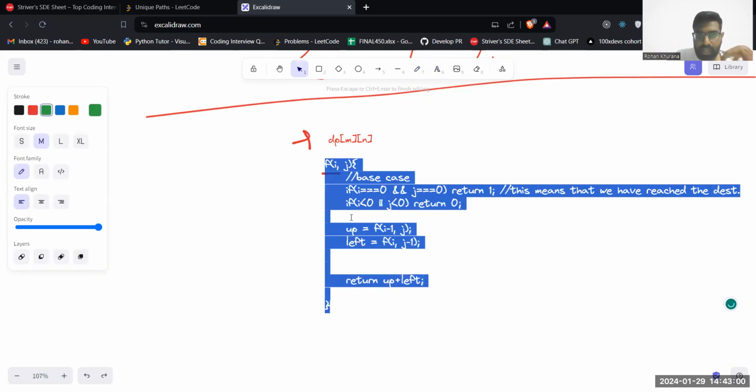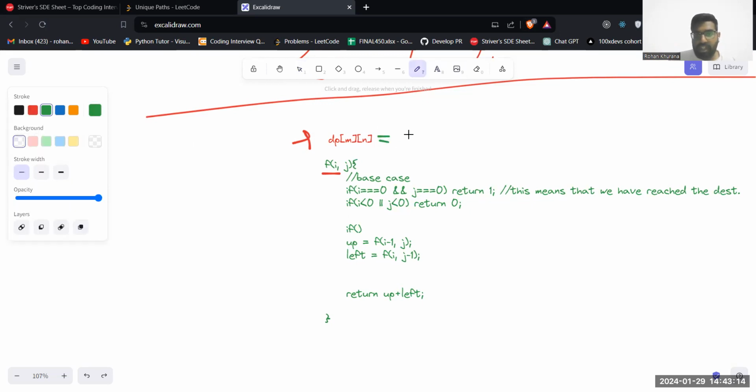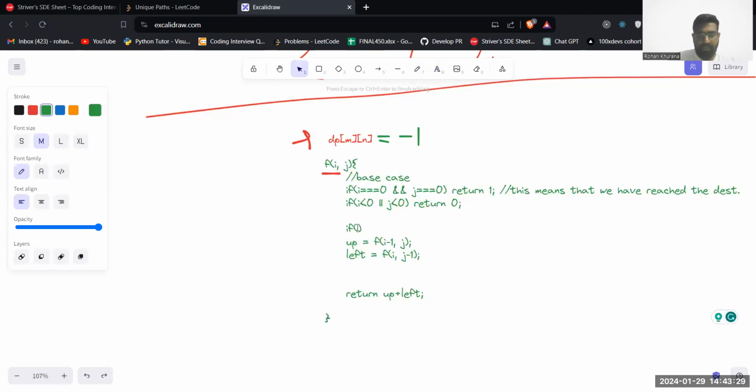But here one line will be added. Now what is that line? Obviously, sorry, you need to initialize everything with -1. All the answers should be initialized with -1, or maybe initialized with the integer minimum safe integer, whatever, right? Let's just say I'm initializing it with -1. If dp of i j is not equal to -1, then simply return dp of i j.